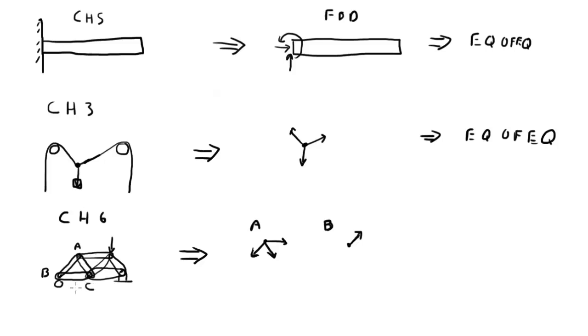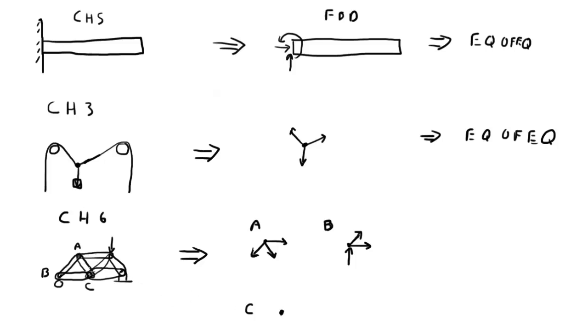Here, let's call this point C. Now I also have a member from B to C. Let's pretend it's under tension, so I have a force here. Here I have a roller, so I have the reaction at the roller, which is just a force in the x direction. Let's go now down to point C. So here's point C.